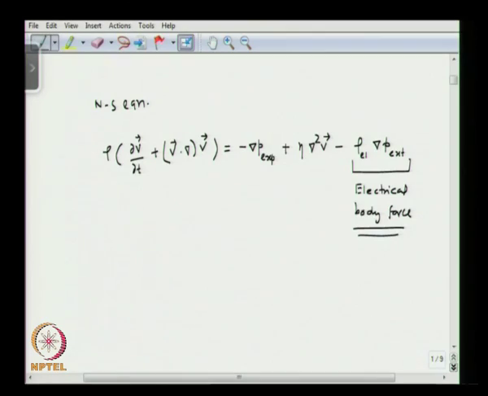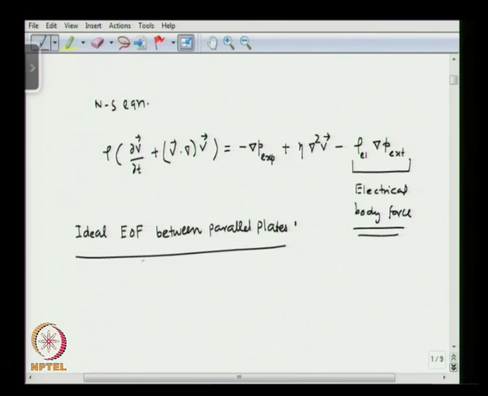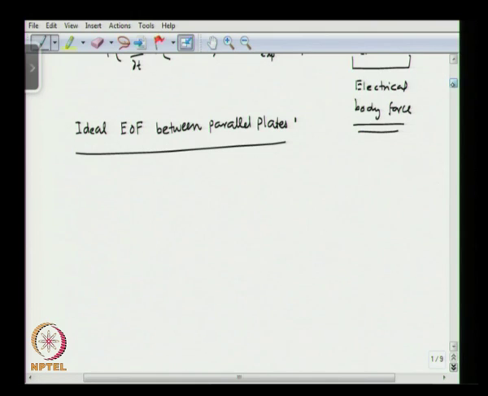Okay. So we look at ideal electroosmotic flow between parallel plates. Okay. So there are some assumptions that we would make here.